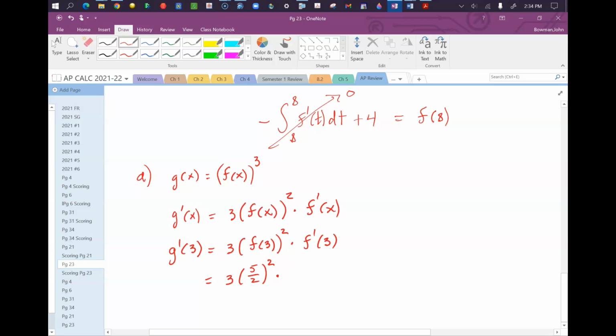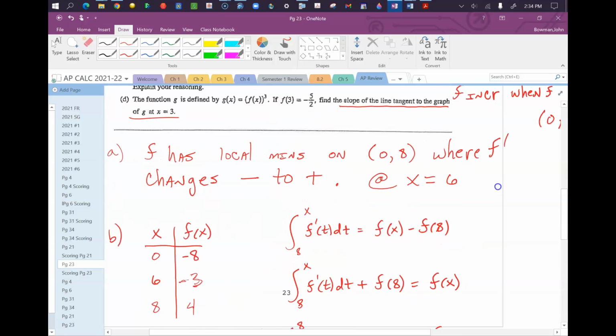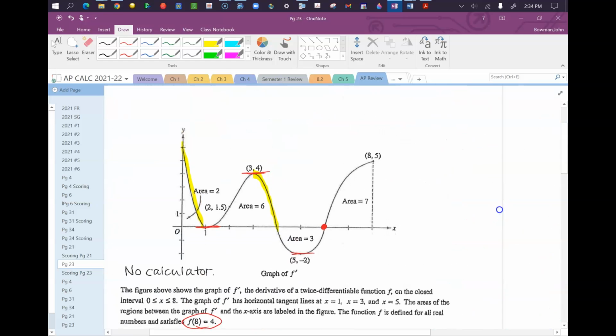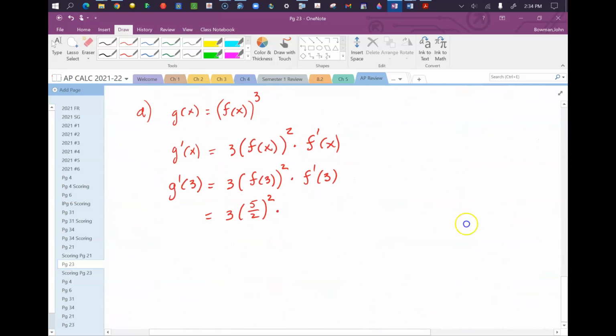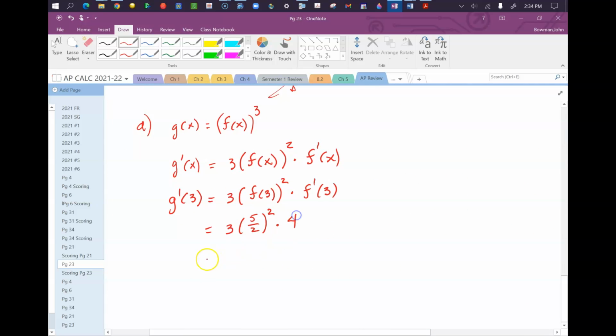We're going to have to read off the graph, and f prime of 3, if you go up to the graph, f prime of 3 is equal to 4 from the graph. So we're going to go back here and plug 4 in. That's our answer. We're going to go ahead and simplify this. So 3 times 25 over 4 times 4. 4's cancel. We get 75.